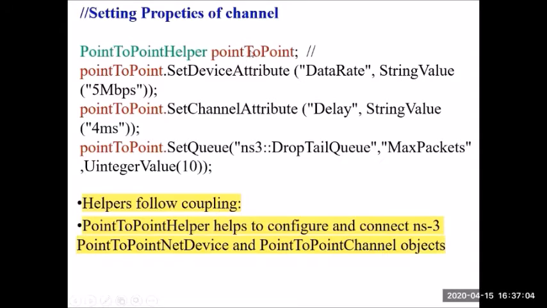Now you have created a point-to-point channel, and in that channel, I want to set the different attributes or properties. Attributes means properties. There are some device attributes and some channel attributes. You see how it is done. I'll take the object name, P2P, which has been created, and the method you're going to call is SetDeviceAttribute. In the device attribute, we have something called data rate.